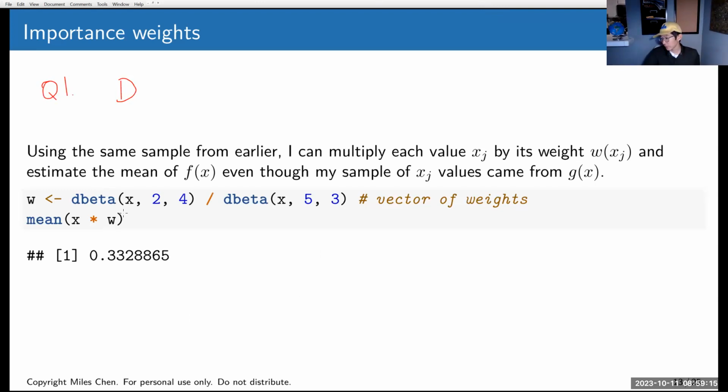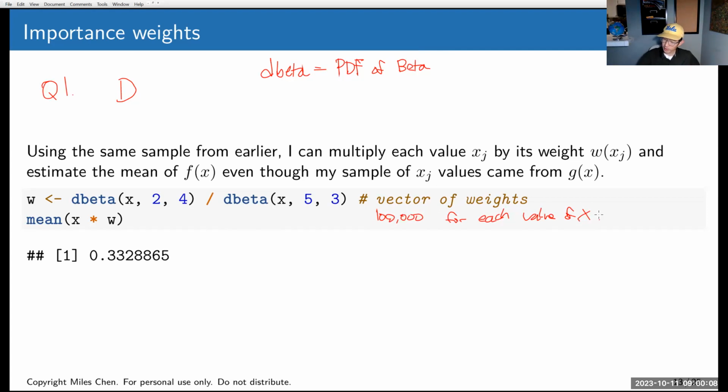So I'm going to use this same exact sample. Remember, my sample came from the wrong beta distribution. And I'm going to calculate the weight for every single X value. So I have 100,000 values in X. I'm going to calculate, okay, what is the PDF? So remember, dbeta is the PDF of the beta distribution, the density. So I'm going to say, what is the PDF of the beta distribution with shape parameters 2, 4? And I'm going to divide by the PDF of the beta distribution with shape parameters 5, 3. And so this gives me a vector of weights, length 100,000, one for each value of X.